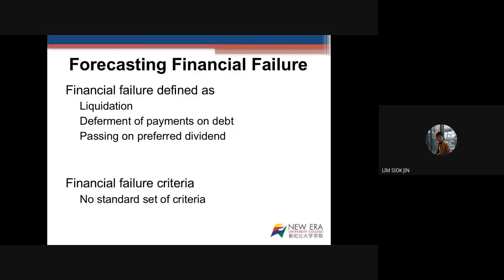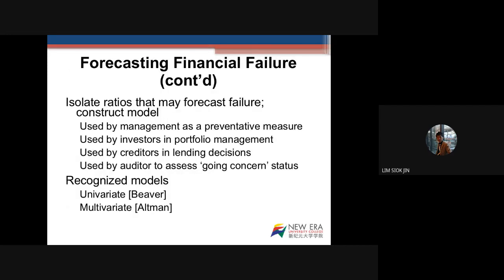So how do you see that a company is going to fail based on the ratio and analysis that you learned? So most financial failure, companies that fail, they will have problems with these things. Liquidity, deferment of payment of debt. That means they delay their debt payment and they do not pay their preferred dividends. Okay? But there is no criteria to say that, oh, when this happens, this company will definitely fail. No. But how does it mean when a company fails? When they have problems with all this. Okay? Any company can fail.